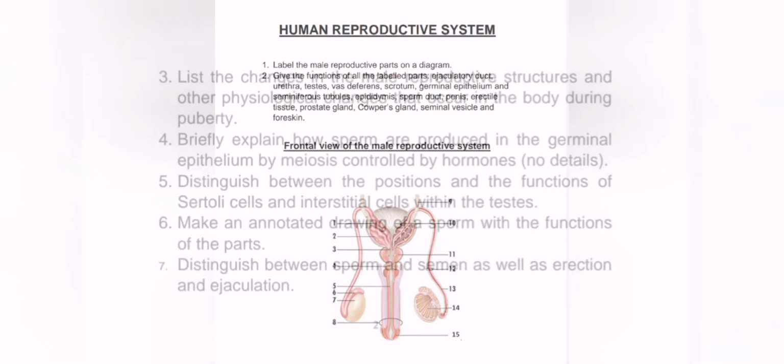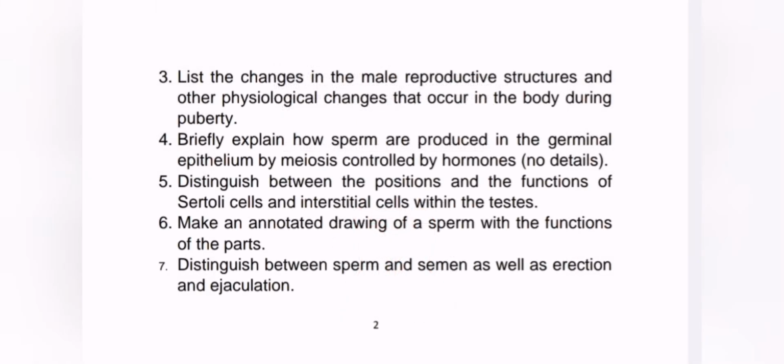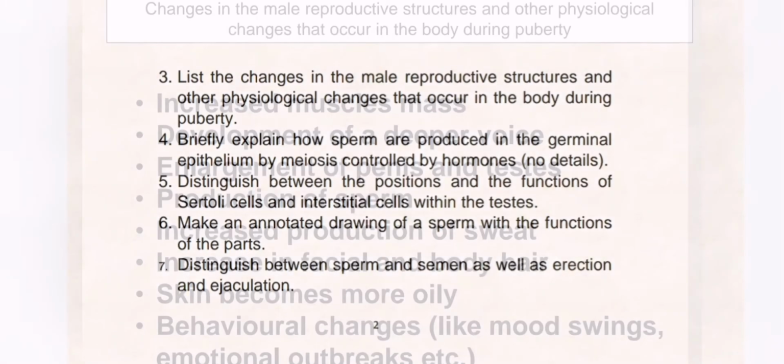But let's look at what we're doing in this lesson. We're continuing with the male reproductive system, but on the second page of that worksheet, it gives you questions 3, 4, 5, 6, and 7, and we're going to look at them individually. So the first one there says, list the changes in the male reproductive system and other physiological changes that occur in the body during puberty.